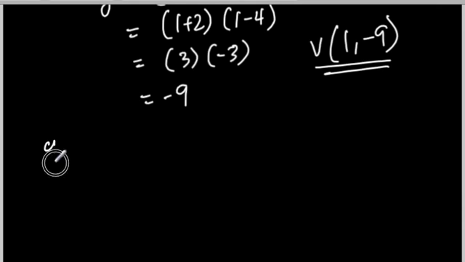G says find the equation of the axis of symmetry. Remember, that's always just the x-coordinate of the vertex, so x equals 1.